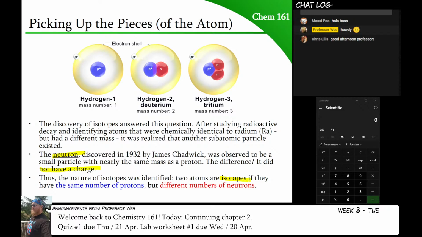But for now, what you need to know is that isotopes follow this rule. Same number of protons, different number of neutrons. Same Z, different A. And we'll do examples of that in a little bit.